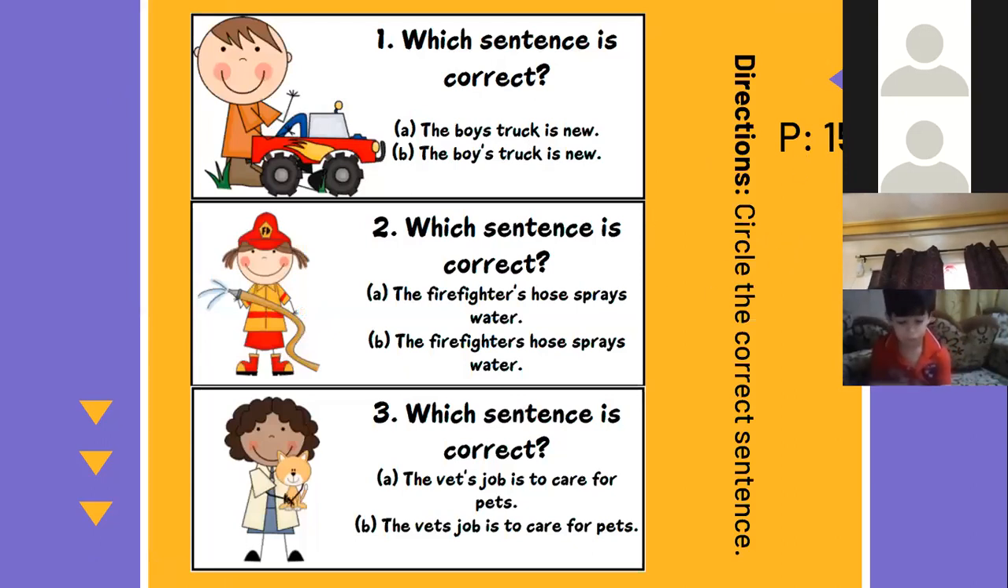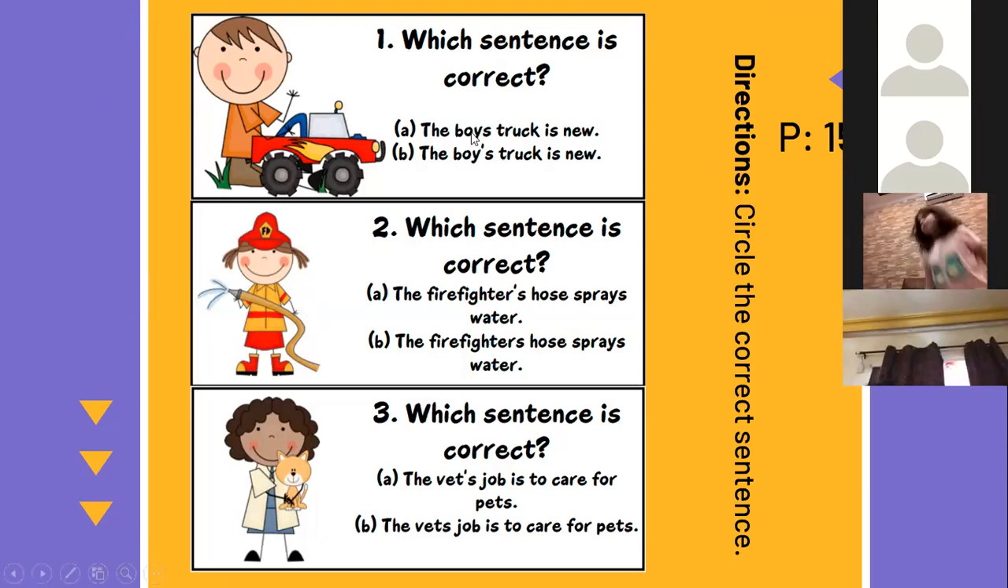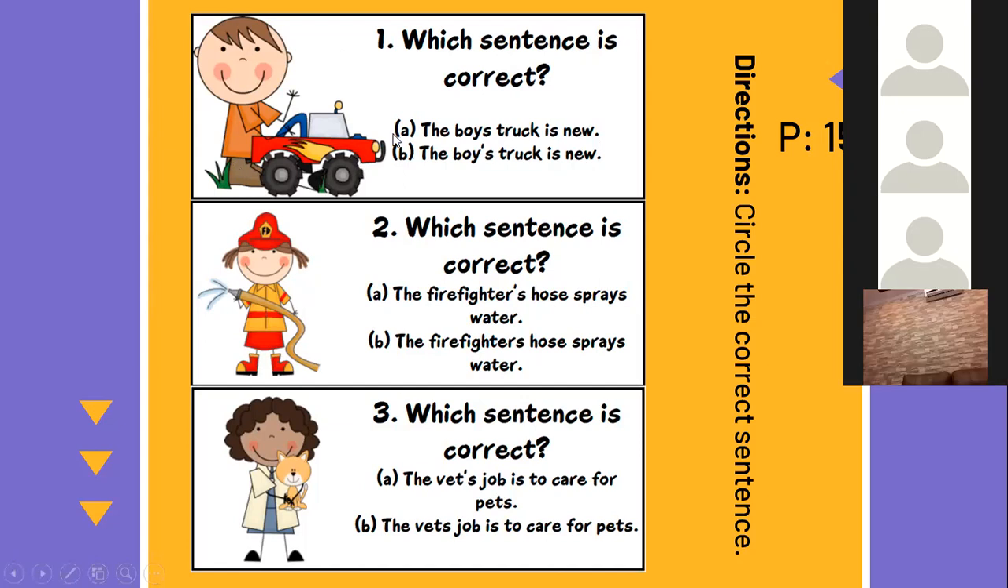Ali Jawad. Here you have to tell me which sentence is correct. Look at the words properly and read. The boy's truck is new. Okay, which sentence is correct? Letter A or letter B? Letter B, because of the apostrophe and the S to show ownership.